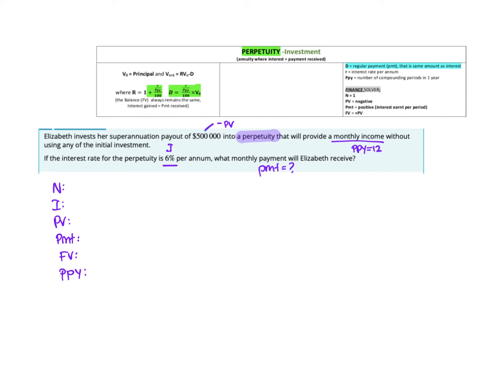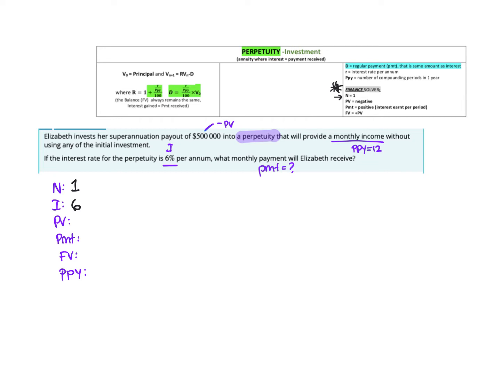When you're doing a perpetuity, for N, the number of periods, just always put in one period. It doesn't matter if it's monthly or weekly. You do that because you know the balance never changes, so just to see what one payment is, we always put a 1 there. The interest rate we're going to put is 6. And your summary sheet up there is telling you that as well. Can you see here it says N equals 1? That will remind you. So we put the 6% in.